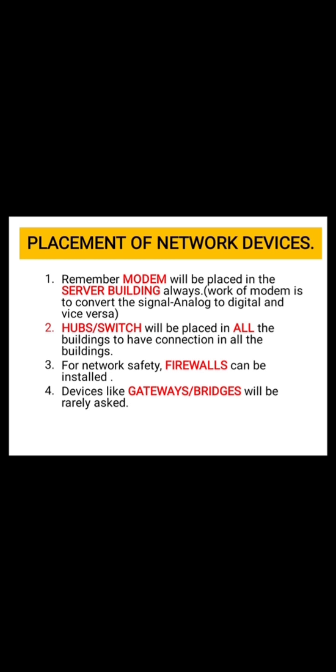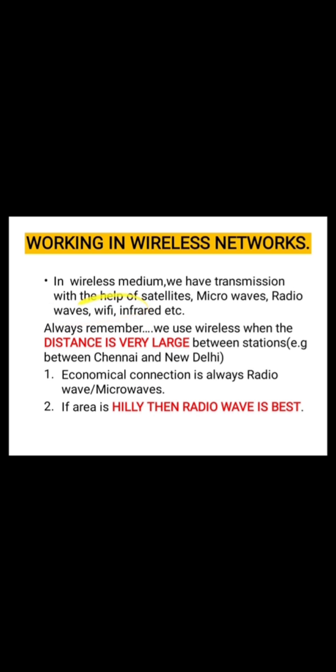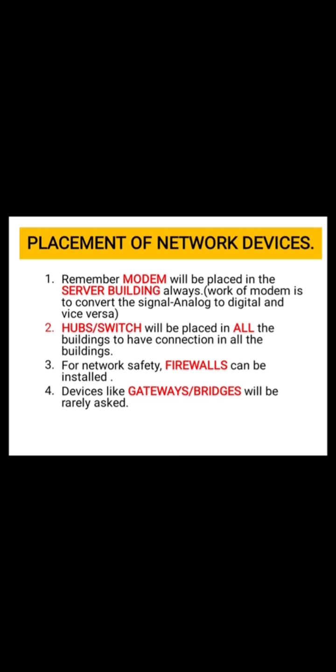Second is the placement of network devices. The question can come: where will you place the repeater? Where will you place the hub and switch? Where will you place the firewall? You all know the working of these devices. So let's start. Remember that the modem will always be placed in the server building. Whenever it is asked where will you place the modem, it will be placed in the server building. The work of the modem is to convert the signal, that means analog to digital and digital to analog. This is the only work of a modem.